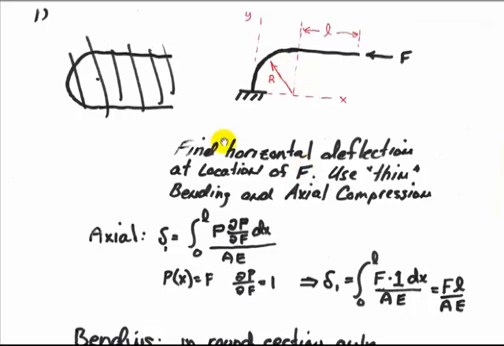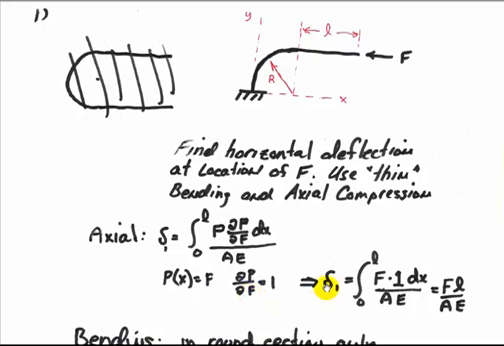Dealing with the axial piece first, the axial piece says the deflection due to axial only is an integral over the length of the straight piece times the compressive load times the partial of that compressive load with respect to my applied load F, dx over AE. And my compressive load in this region, varying with the variable x, is a constant, and it's just F, which means my partial is a 1.